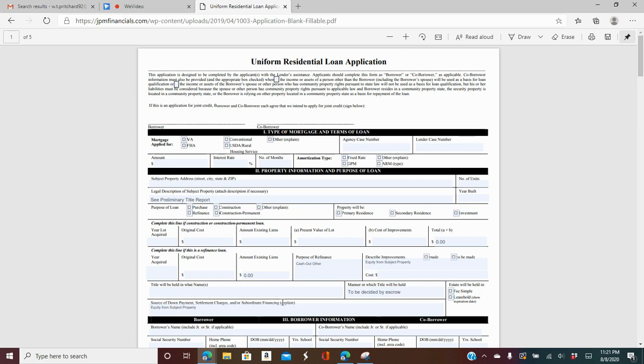So this was section 2 of our uniform residential loan application.